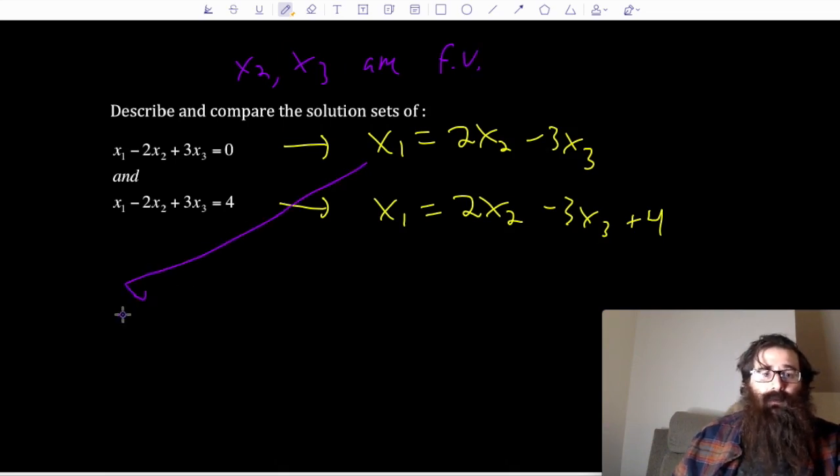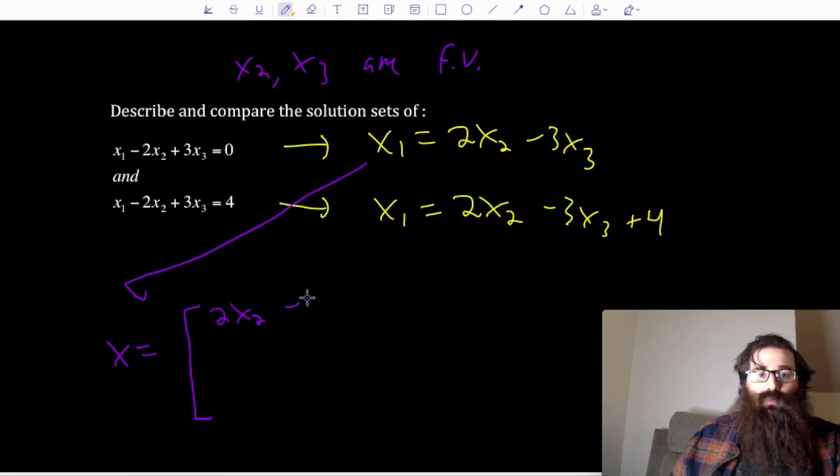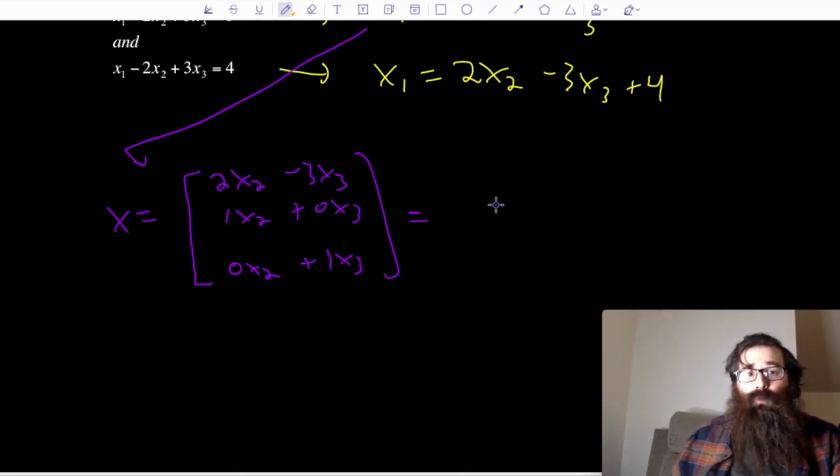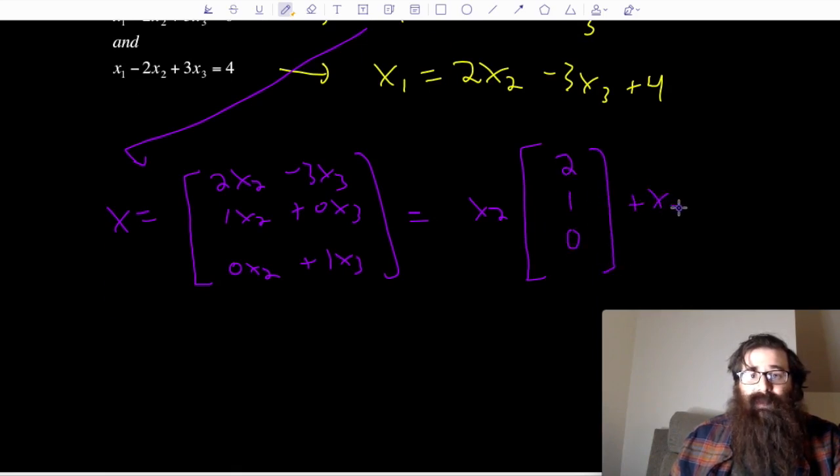For this first equation, I'd say x is equal to x1, x2, and x3. X sub 1 is 2x sub 2 minus 3x sub 3. And x sub 2 is 1x sub 2 plus 0x sub 3. And x3 is 1x sub 3 plus 0x sub 2 as the free variable. So this builds for me in parametric vector form. I get x sub 2 times the vector 2, 1, 0 plus x sub 3 times the vector negative 3, 0, 1.